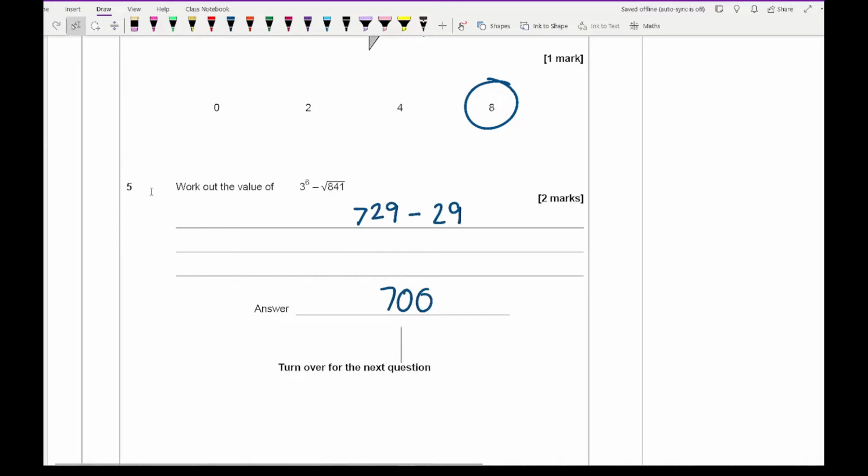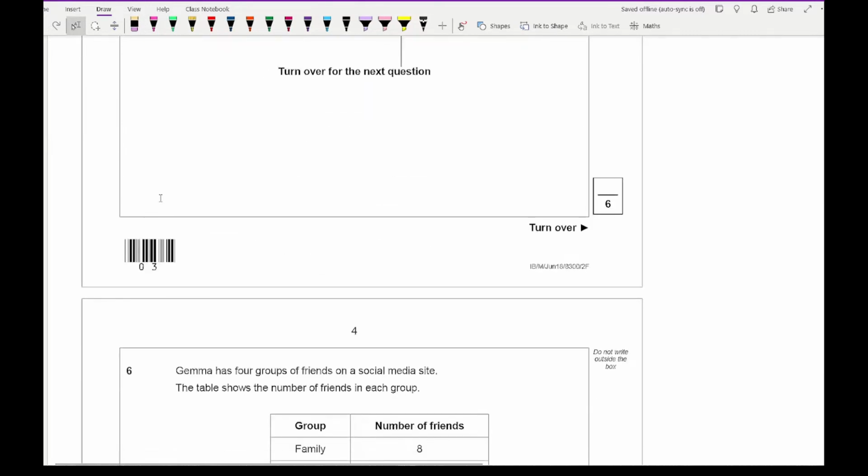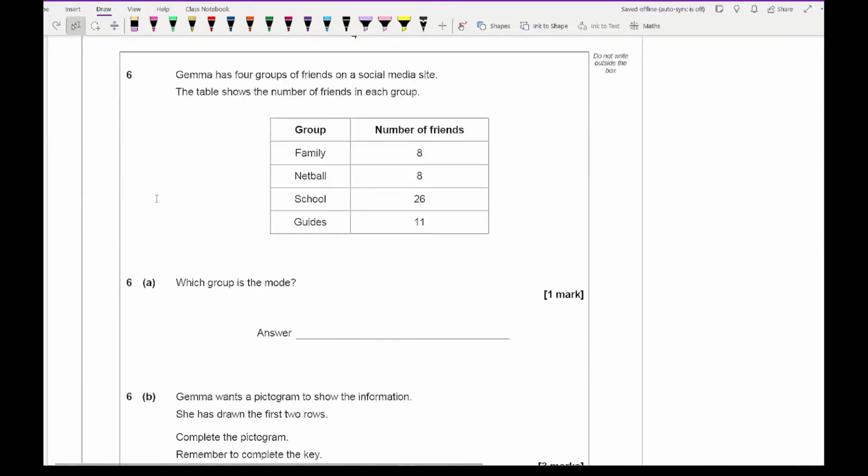Now I believe that if you do type this into your calculator and get an answer of 700, you probably will get the full marks. You may want to show your working out. It is what it is.